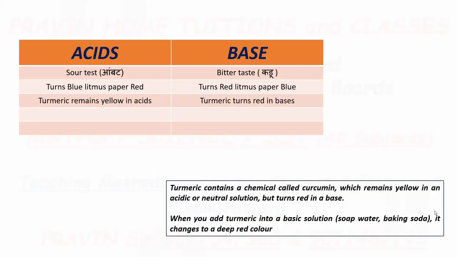If we add turmeric to acid, it remains yellow as it is. But if we add turmeric to the base, it turns red. Why is this? Because turmeric contains a chemical called curcumin, which remains yellow in acidic or neutral solution, but it turns red when the solution is a base. That's why in bases, if we add turmeric, it becomes red.